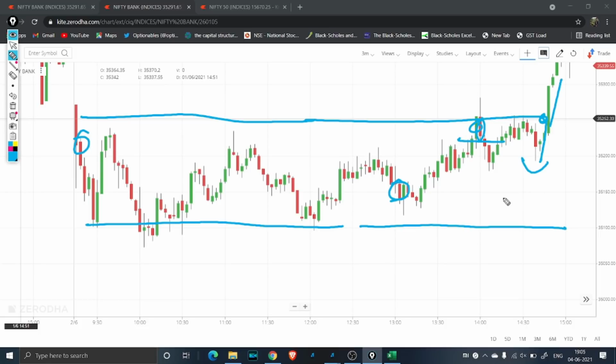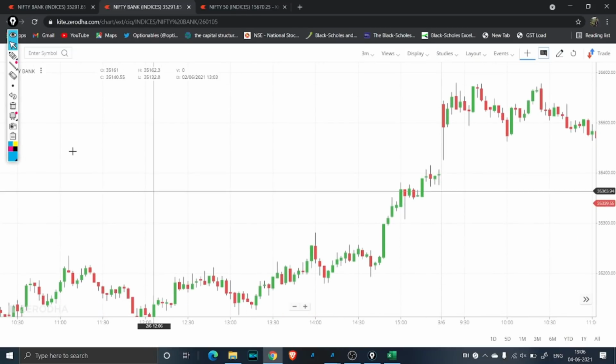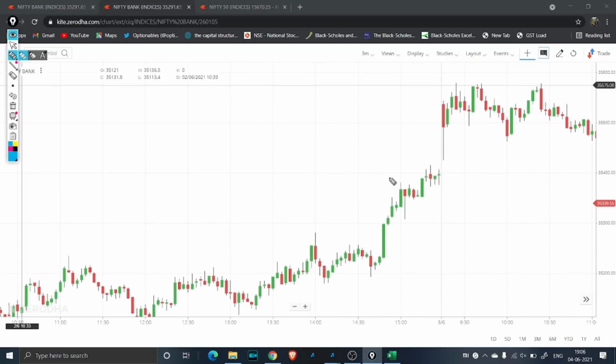Till this point we were at a profit of almost 1.5 lakh. This was the M2M we had reached, because the market absolutely hadn't moved anywhere, and we had reached an M2M of 1.5 lakh. After this, the market started shooting up, especially after 2:45.